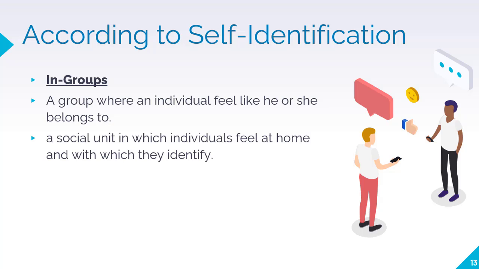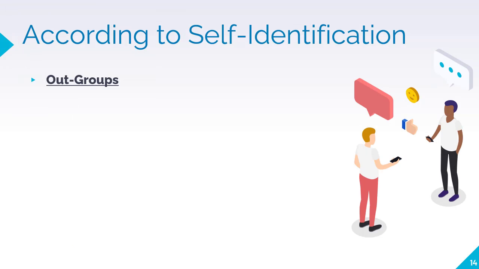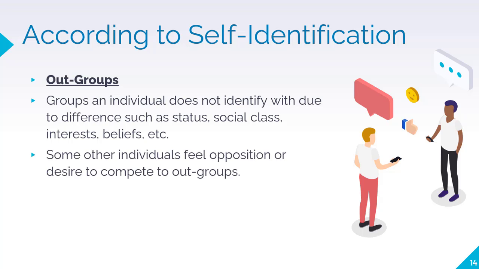Due to this deep relationship with our in-group, we sometimes compare our inner circle to other groups we do not belong to. And we sometimes feel like our group is superior or better than other people. This phenomenon is called the in-group bias. Out-groups. These are groups that an individual does not identify with due to differences such as status, social class, interests, beliefs, and other aspects. Some individuals feel opposition, rivalry or a desire to compete with out-groups.